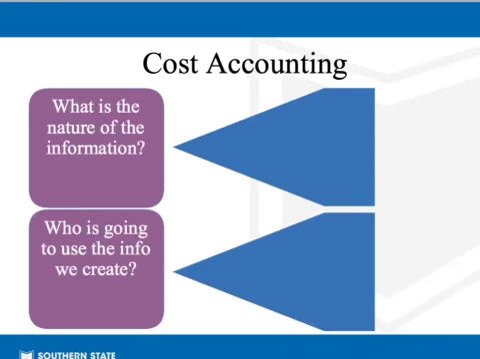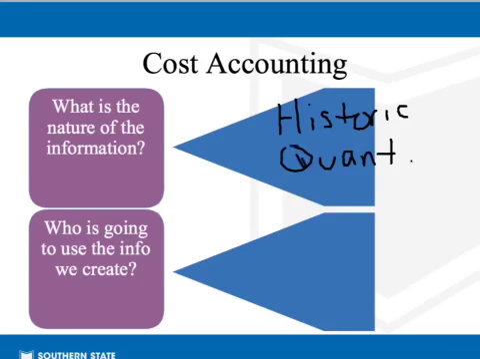The final two points we'll make in regards to cost accounting concern the nature of the information. For the most part, it's going to be historical. The other thing you can look at with cost accounting is that it's going to be quantifiable, meaning we try to quantify the cost that we're incurring to attach them to the product or the service that we're delivering. Who's going to use that information? Well, like I said, cost accounting lives in that middle area between financial accounting and managerial accounting. So the people that are going to use that information could include both internal and external parties.